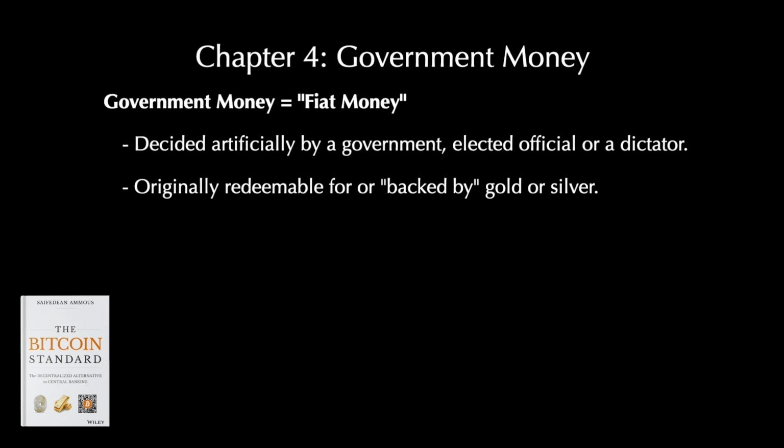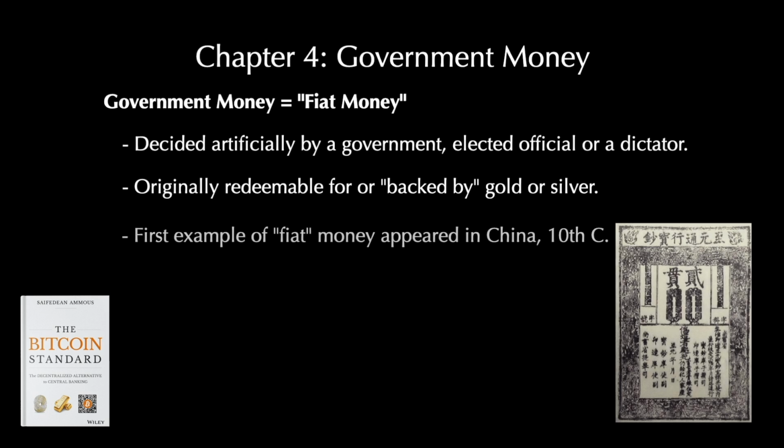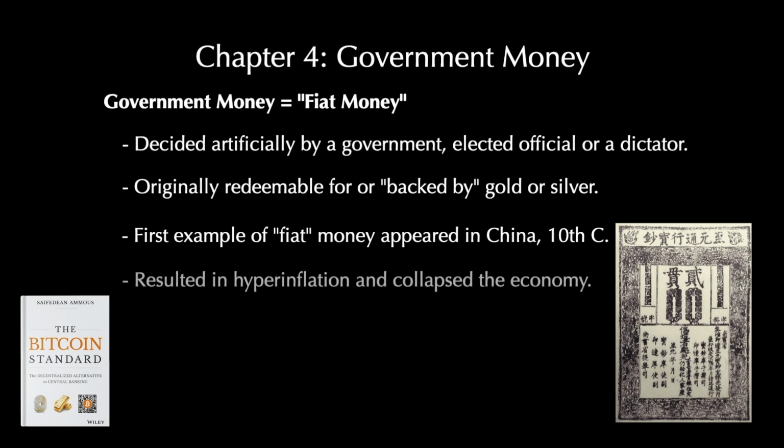The first recorded example of a fiat currency occurred in China in the 900s, which was redeemable in gold or silver, but the government increased the supply of paper notes until the currency collapsed. The same thing happened later in China in 1260.